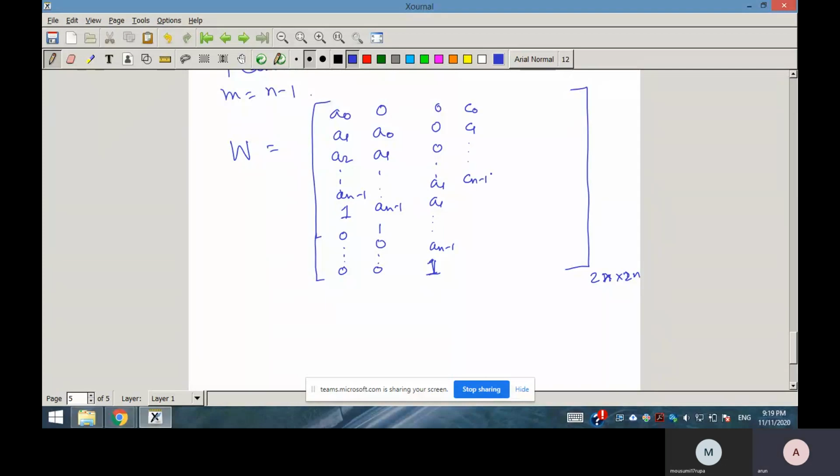Cn minus 1, then 0, 0 up to 0. So in this way, then 0, C0 up to Cn minus 2, Cn minus 1, 0 up to 0. So in this way it will continue till the 2n minus 1 column is over. 0, 0, 0. So I have written C0, C1, C2 after this is 0. So in this way it will continue, and you can see again this kind of shifting will occur.